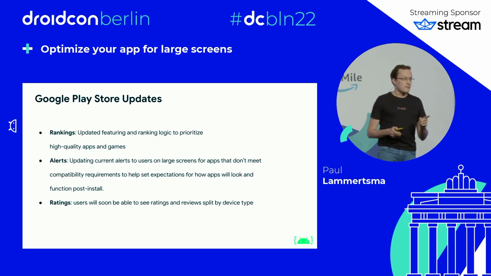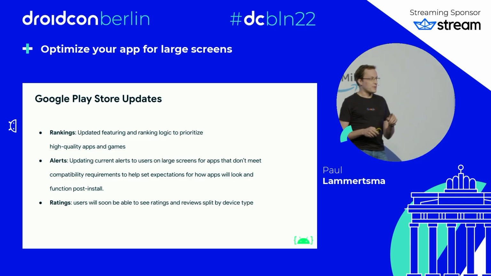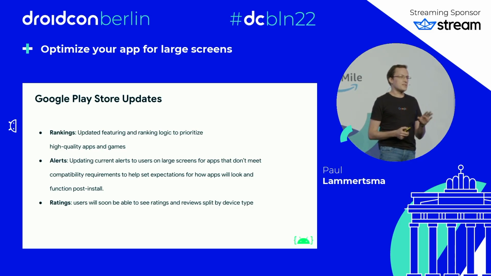For apps that don't meet basic app quality guidelines, we will be updating content alerts to users for large screens to help users understand and set their own expectations of what the app they're installing on their large screen might look like after installing it. So you can think maybe they'll get a little warning that the app is not optimized for the device. And finally, users will also be able to see ratings and reviews split by device type. So not just for large screens, but also between Chrome OS and Wear and Auto, or Automotive.